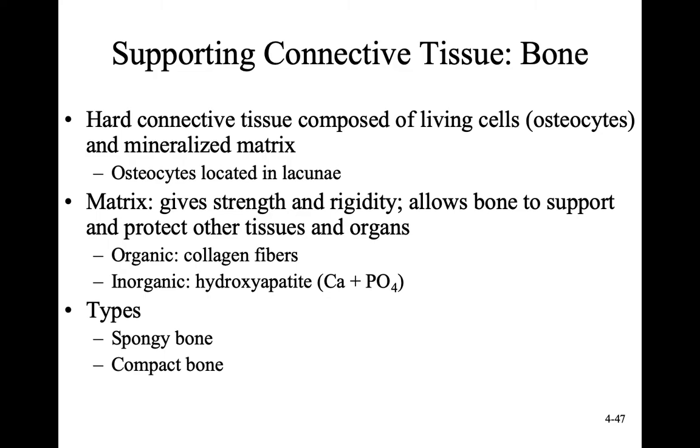Our next level of connective tissue is bone. Now, bone, again, is going to be a structural type of connective tissue. It is going to be a very hard type of connective tissue with living cells within it that are actually made of osteocytes. Remember, osteo means bone, cyte means cell, or maintaining cell. These osteocytes are going to be located in lacunae, and lacunae, again, are just little holes within the matrix itself.